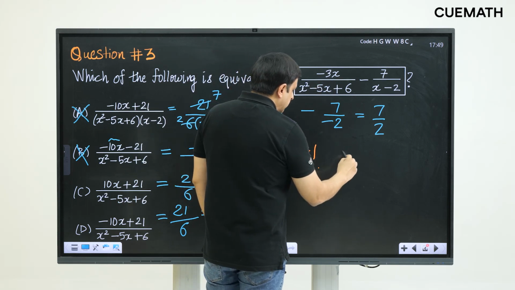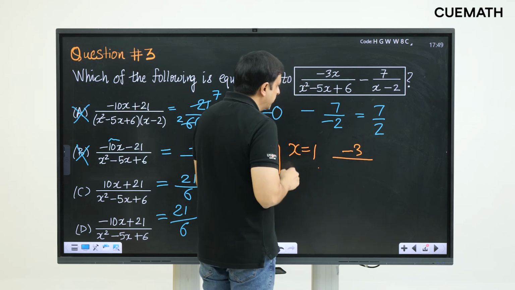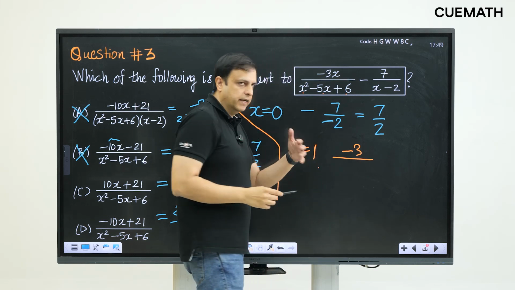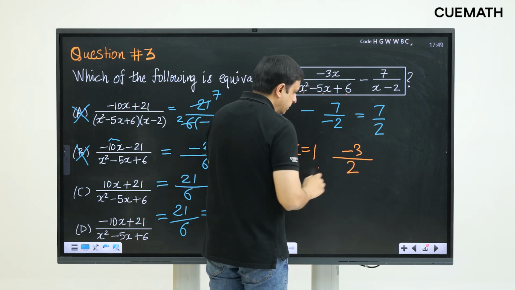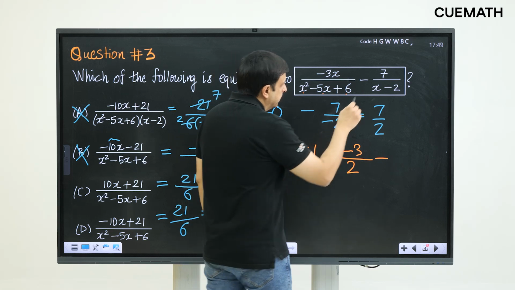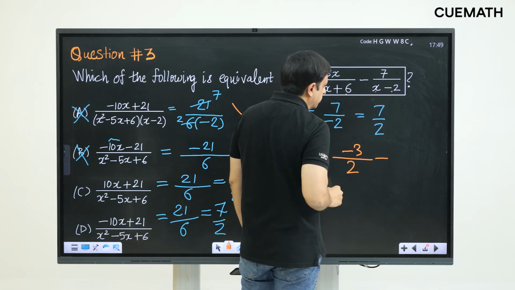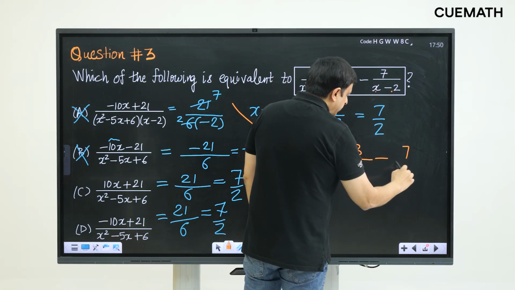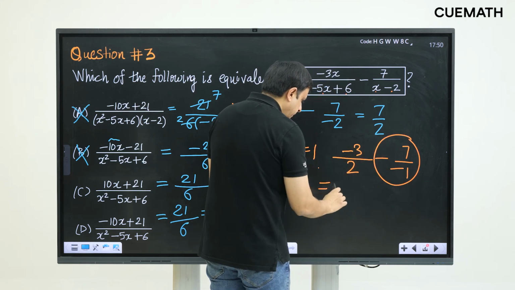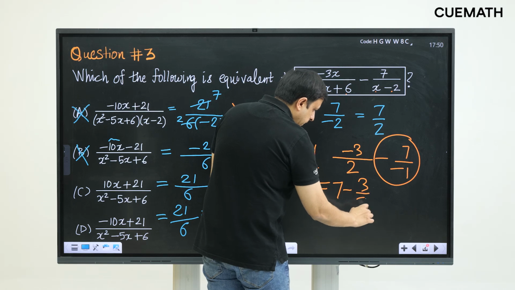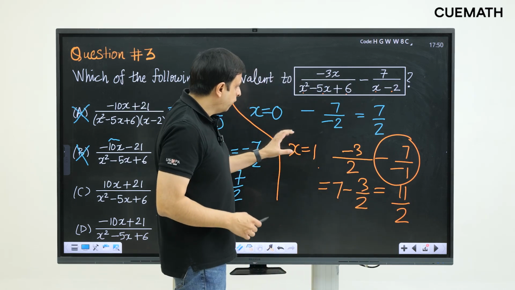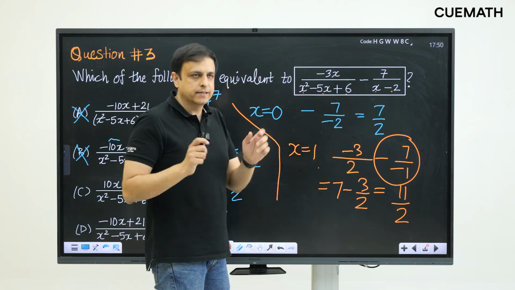So, I get a minus 3x or a minus 3 in the numerator by 1 minus 5 plus 6. 1 minus 5 plus 6 is 2. So, I get a 2 here, and then I will have minus 7 by 1 minus 2. So, that is minus 7 by minus 1, which becomes a plus 7. So, 7 minus 3 by 2 or 11 by 2. So, for x equal to 1, this expression's value is 11 by 2.